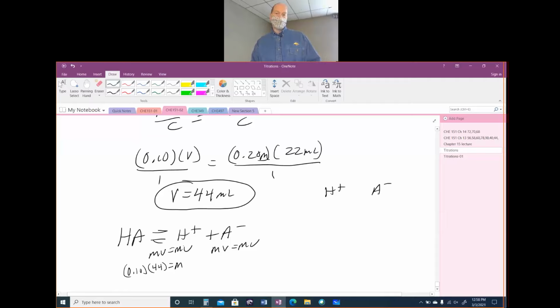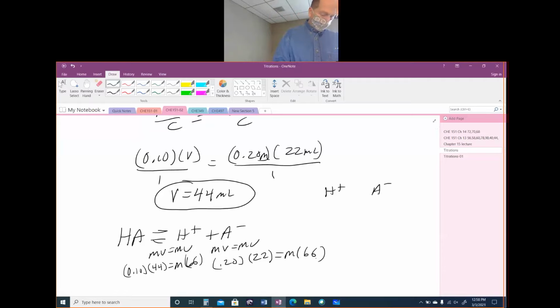So what's the molarity now that the volume is 44 plus 22? That is 66. For your base, it was 0.2 molar. We used a volume of 22 mL. What's the molarity now that the volume is 66? Again, these numbers must be identical. So 0.1 times 44 divided by 66, and that is 0.06 repeating. And when you take your 0.2 times your 22 divided by your 66, you also get 0.06 repeating.